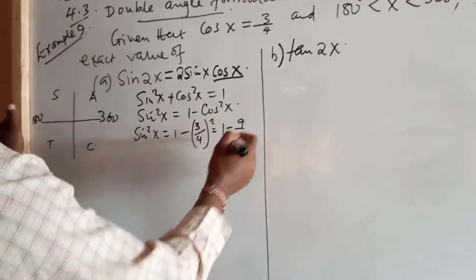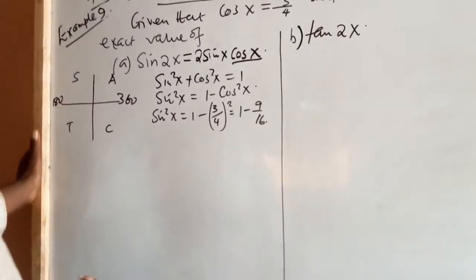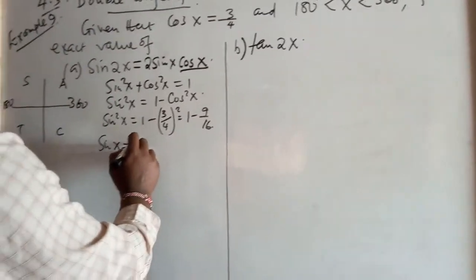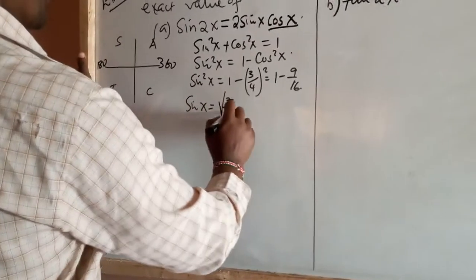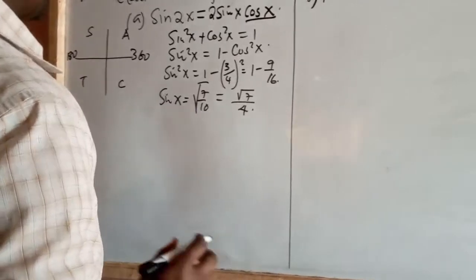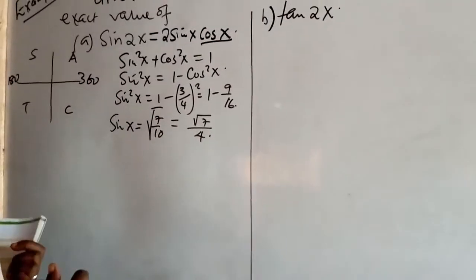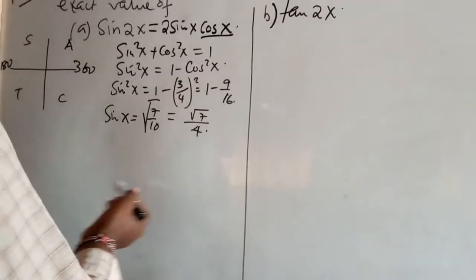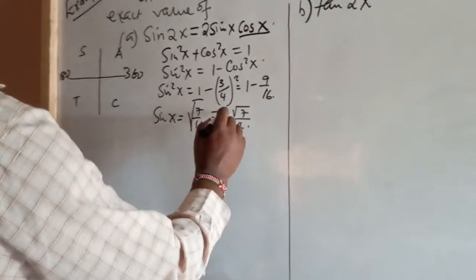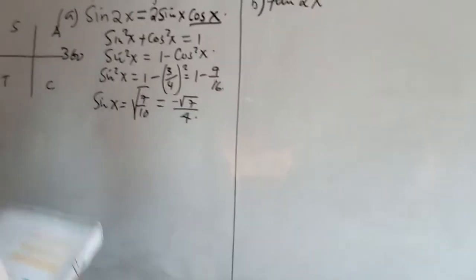And 16 over 16 minus 9 over 16 is basically 7 over 16. So the sine of x is the root of 7 over 16, which is root 7 over 4. But we can already see that in the third or fourth quadrant, the sine is supposed to be negative. So this one is simply going to be negative.